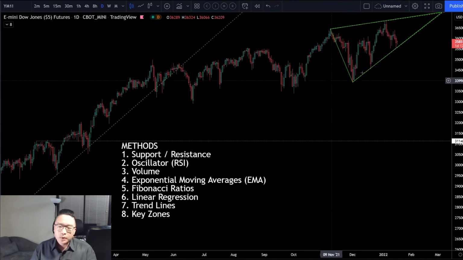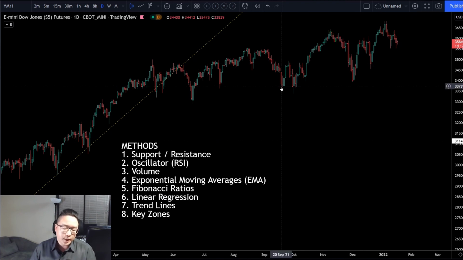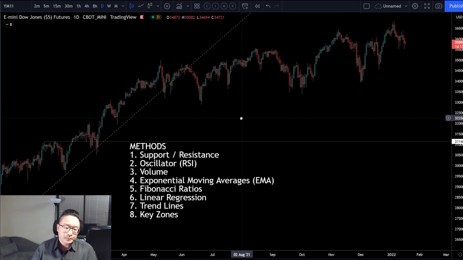With trend lines, it is very crucial to always identify them prior to placing a trade. It's one of those tools that will help you identify the bottoms or the top of a chart versus a lot of these other ones, support resistance, EMAs. They are not there to help you identify the top most of the time.